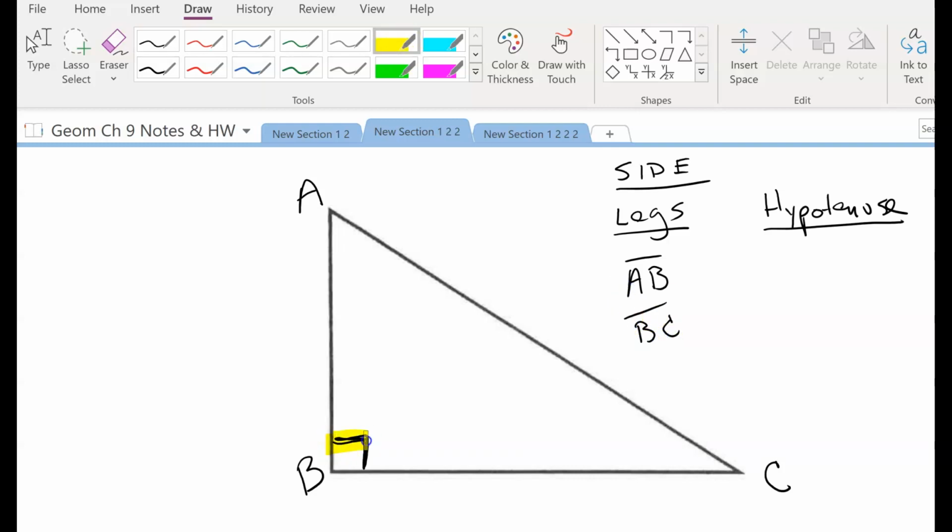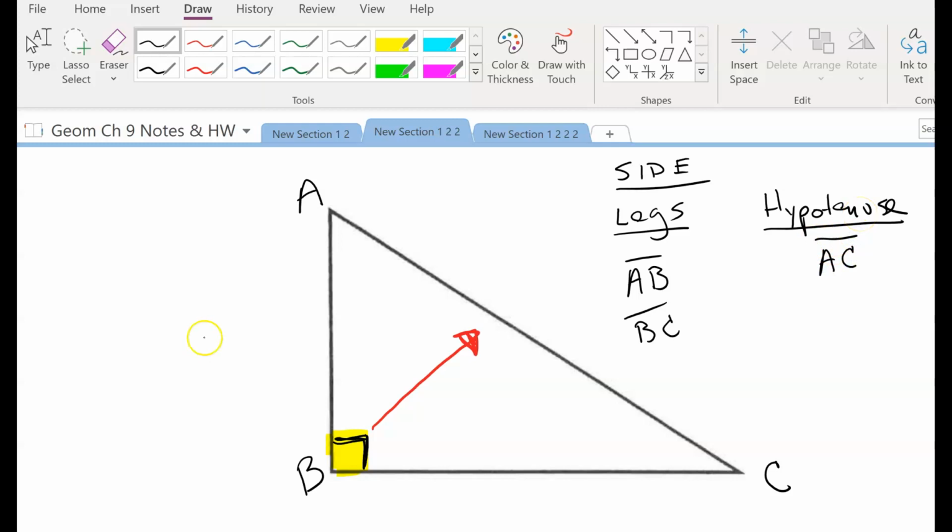Then, again, here's our right angle. If we go across from the right angle, since the right angle is the largest angle in the triangle, the hypotenuse is going to be the longest side in the triangle. So the hypotenuse is going to be segment AC.